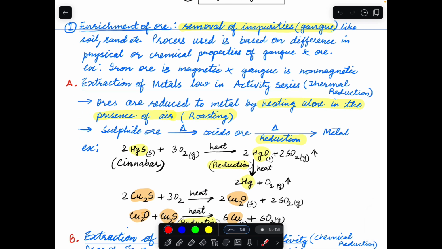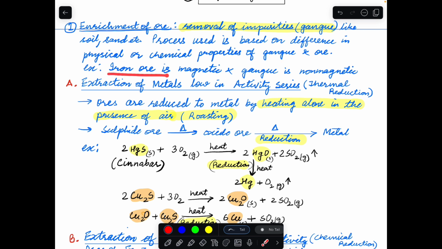The first one is enrichment of ore. Enrichment means making your ore free of any unwanted particles, that is removal of impurities, and impurities are called gangue particles. These may be soil or sand or pieces of rock, etc. So here the process which is used is based on the difference in physical or chemical properties of your impurities and the ore.